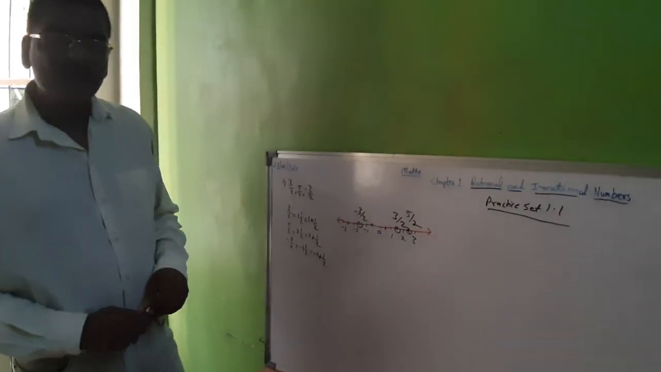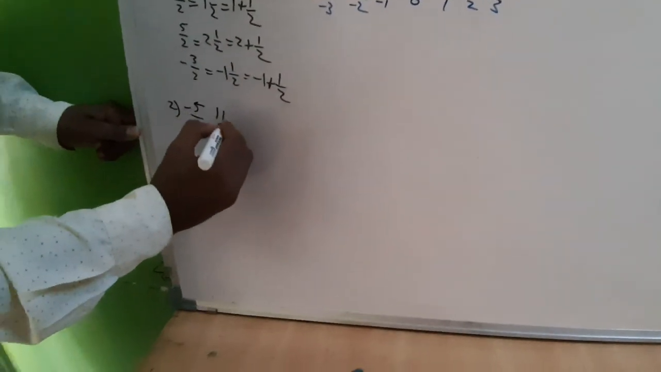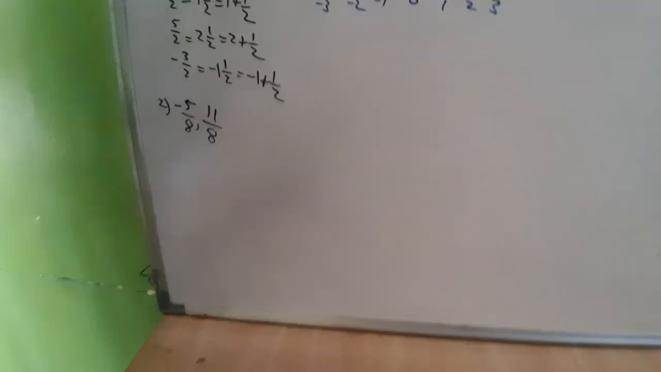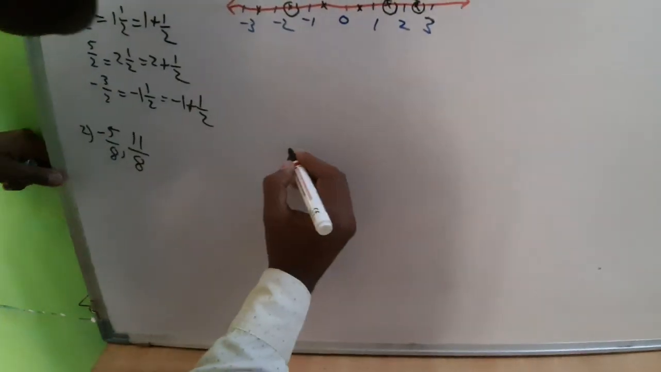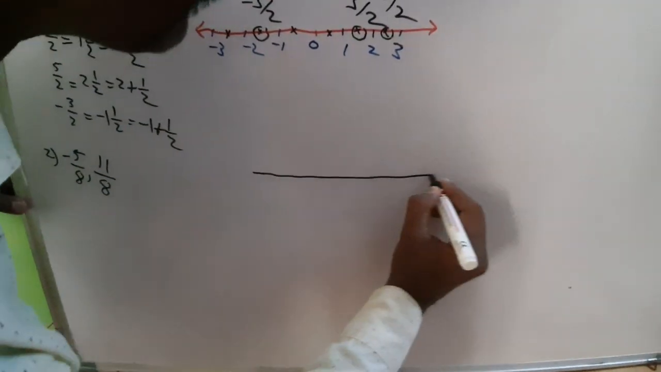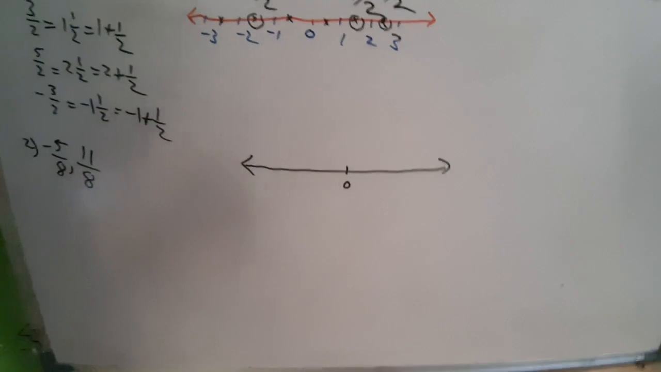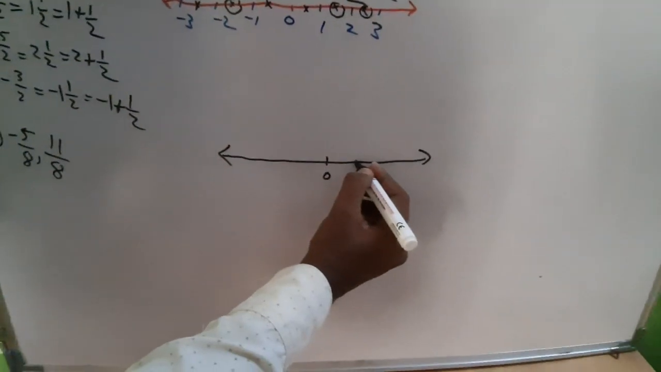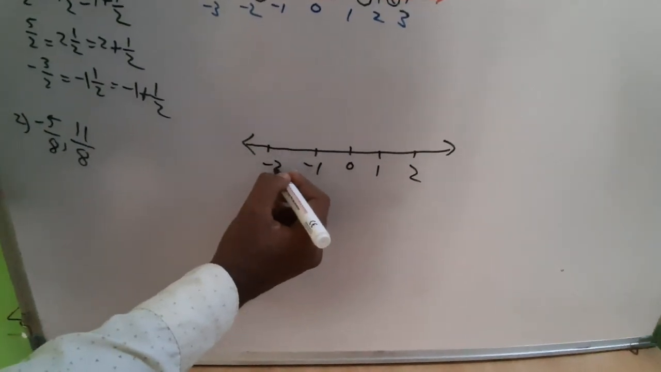We consider one more sum. For your revision purpose, see what the sum is given: -5 upon 8 and 11 upon 8. Now again you have to draw the number line. You draw the number line. Similarly, this is your number line. 0 is the origin. Right side positive, 1, 2, left side negative.